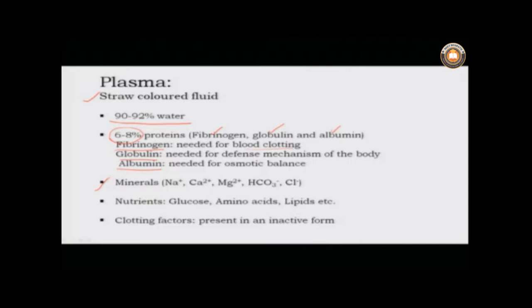Other than this, the plasma also contains various nutrient factors. For example, the breakdown products of the food that we eat, which is glucose, the amino acids, which are the constituents of the proteins that are part of our diet, and lastly the lipids, which are the components of the fat that is present in the food that we eat.